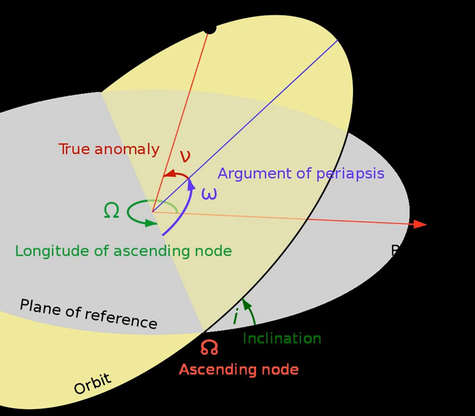Topic: Delaunay variables. The Delaunay orbital elements, commonly referred to as Delaunay variables, are action angle coordinates consisting of the argument of periapsis, the mean anomaly and the longitude of the ascending node, along with their conjugate momenta.